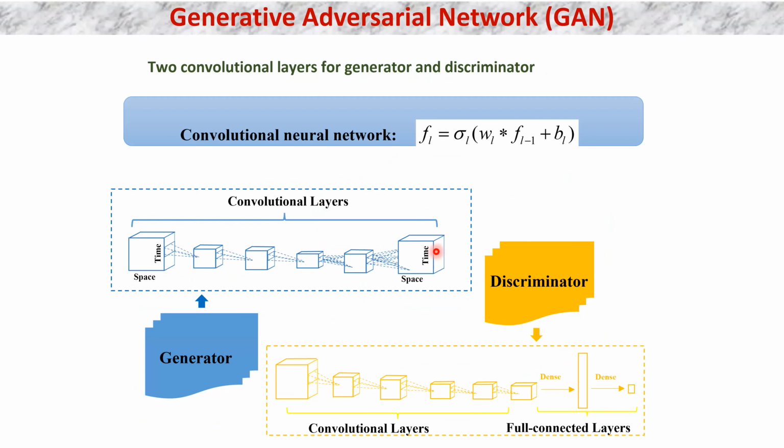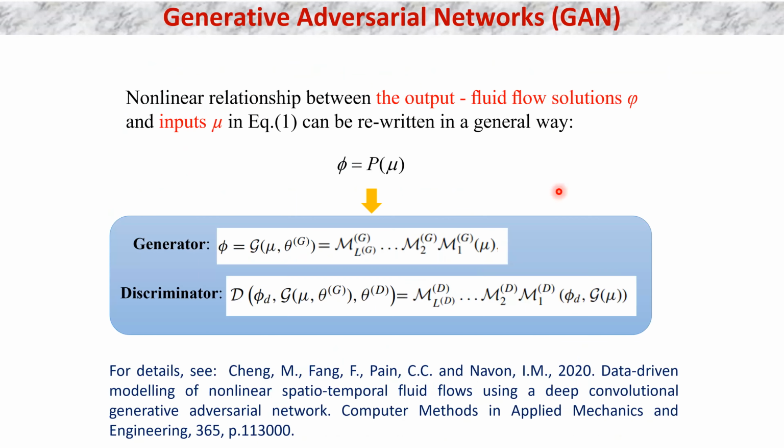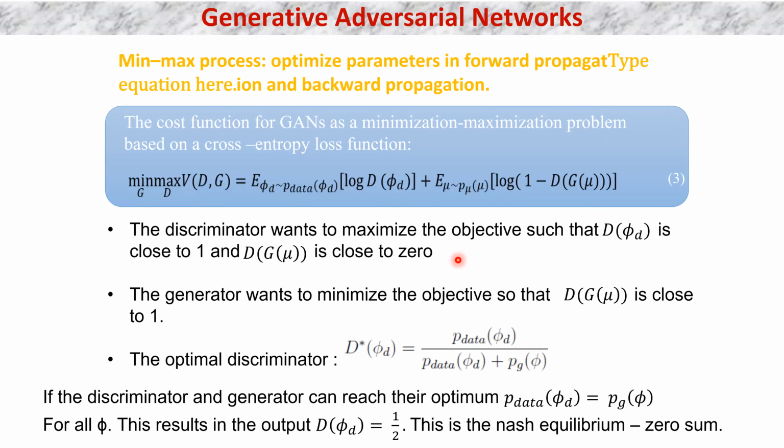So basically they have two convolutional neural networks, one for the generator and one for the discriminator. And you can choose a different activation function for the different convolutional layers. This is the generator at different convolutional layers, and this is the discriminator at different convolutional layers. As with any neural network, for the training we need to define the loss function. In this case, for the GAN, it's a minimum and maximum problem based on the cross entropy loss function.